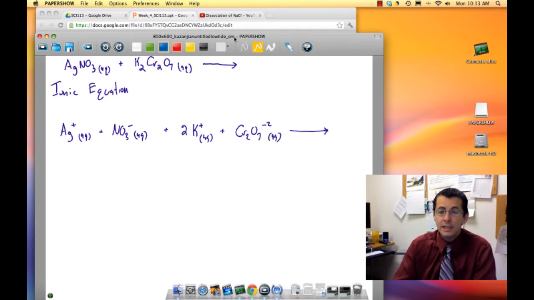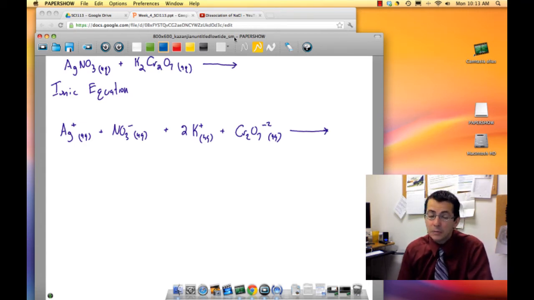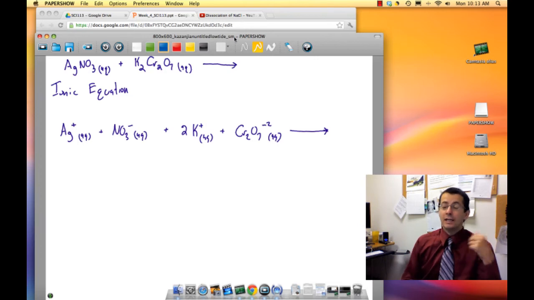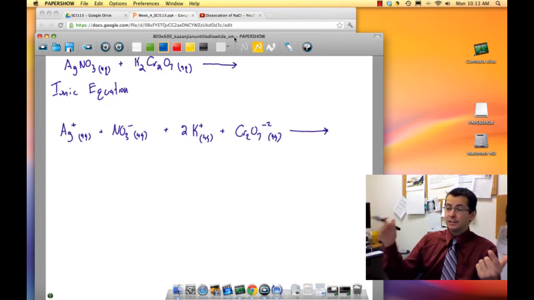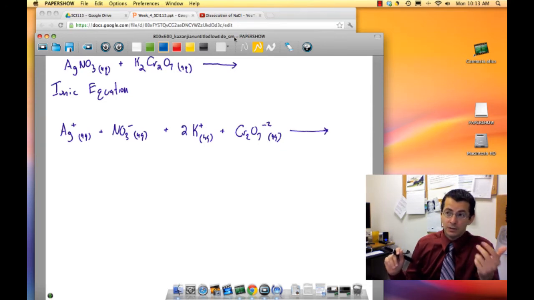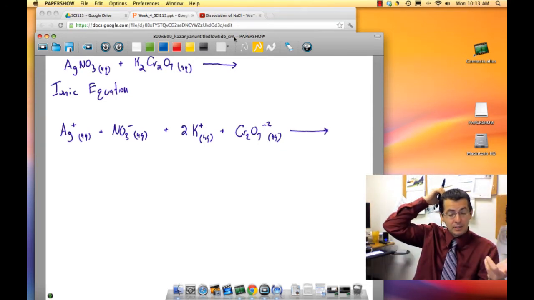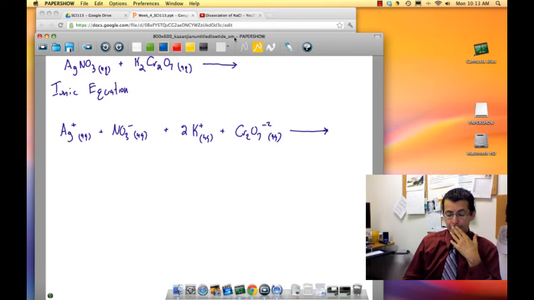And then we put into action our solubility rules. Our solubility rules say that all halides are soluble except some silver salts, all nitrates are soluble, and all sodium salts, all alkali metal salts are soluble. All right, good.